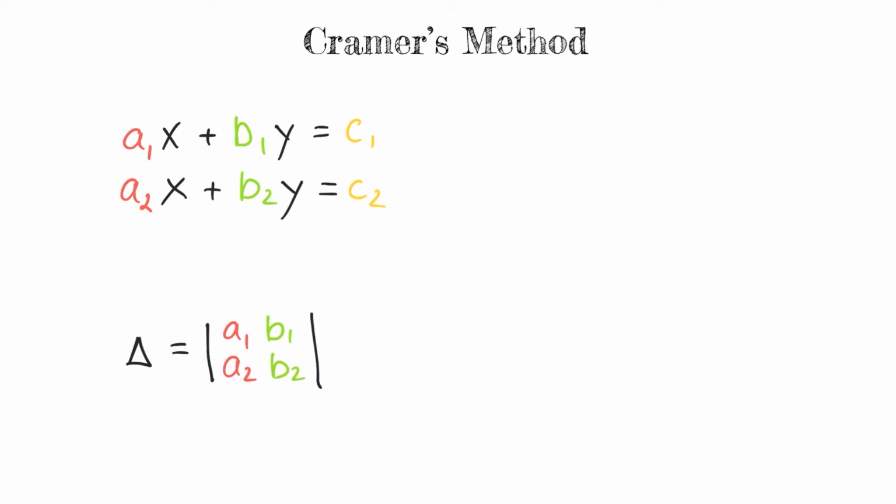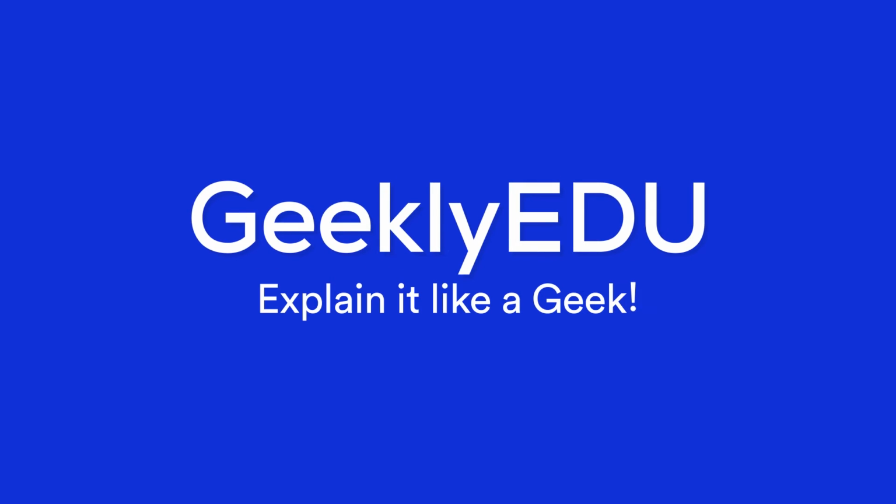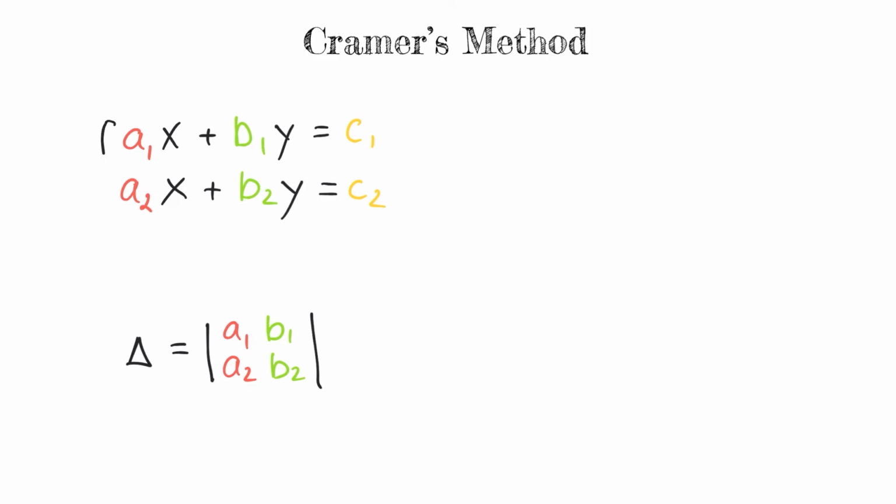Hello, in this video we're going to use Cramer's method to solve a system of linear equations. What you see here in front of you at the top is a system of equations with two variables, x and y, some coefficients a and b, and numbers c1 and c2 respectively.